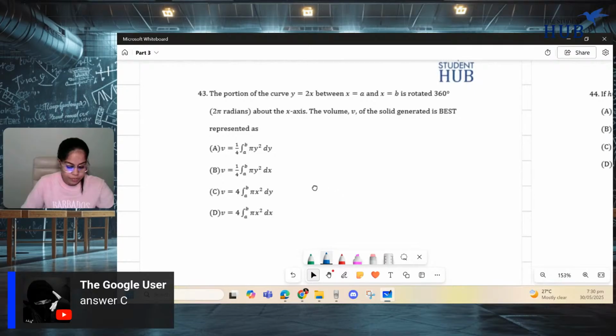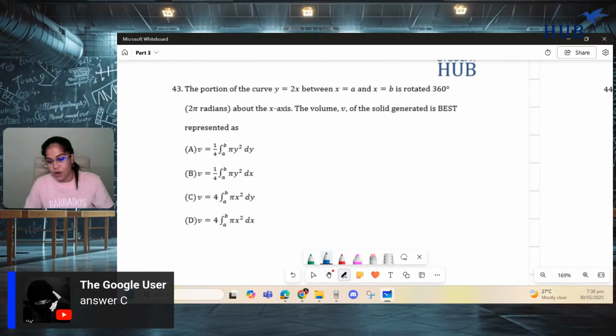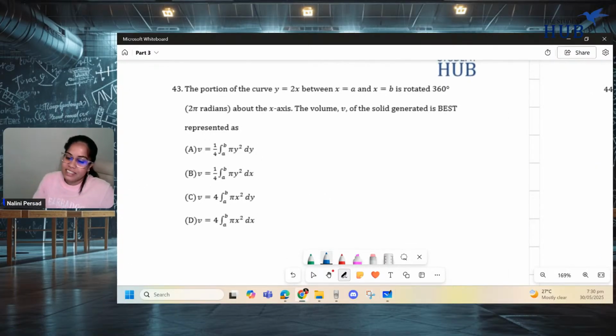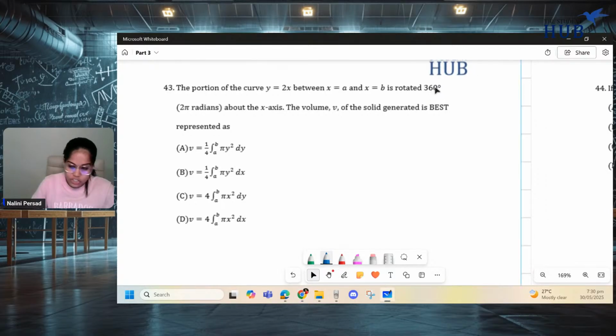Question 43. Now we have 7:30 at the hour and a half, right? But think about it, if I wasn't talking so much, you would have totally finished by an hour and a half. The portion of the curve y equals 2x between x equals a and x equals b is rotated 360 degrees about the x-axis. So because it's about the x-axis, you need x limits, which they gave you.